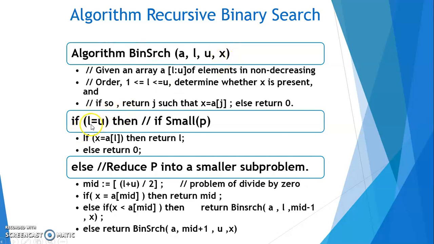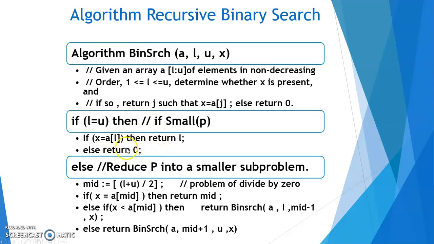Now if the lower bound is equal to the upper bound, that means only a single element is there in the array. So we will simply compare the item to be searched X with A of L, and if it is equal, we will return L as the location where the item is found. Otherwise we will return 0, because the list has ended and we are unable to find the item. So we will return 0 as the answer, or -1, indicating that the item could not be found.